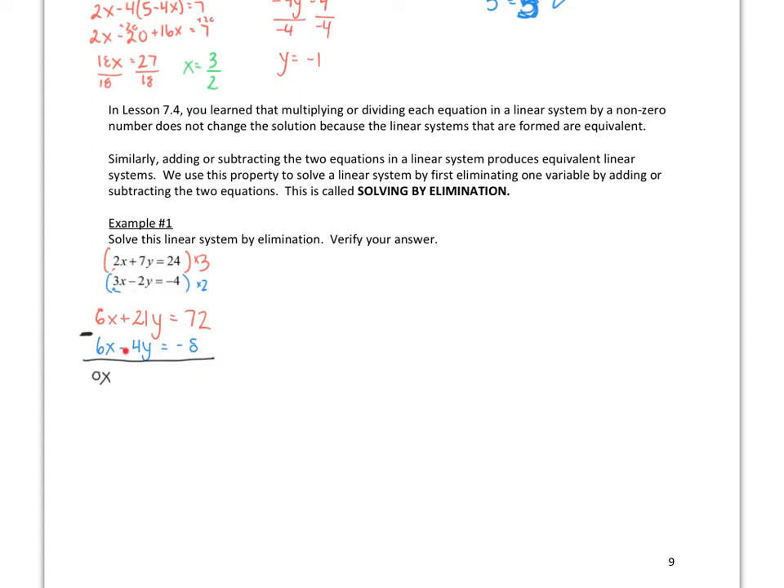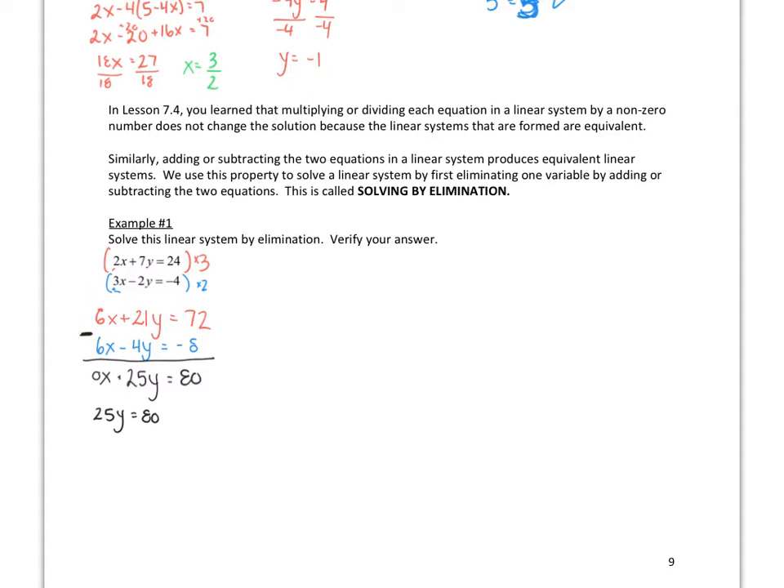21y take away negative 4y. Remember, subtracting a negative is like adding. So we're going to get plus 25y equals 72 take away negative 8 is like adding 8. So we get 80. All right. So we're left with 25y equals 80. Now that we've eliminated one of our variables by subtracting, we can also add. I'll show you an example of that later on.